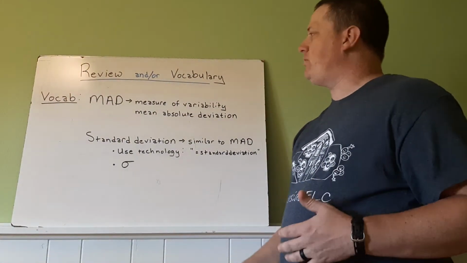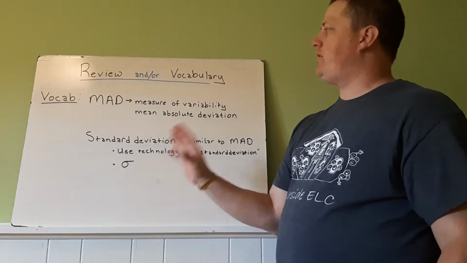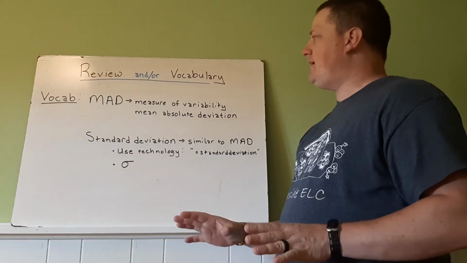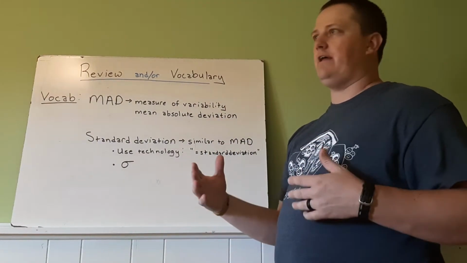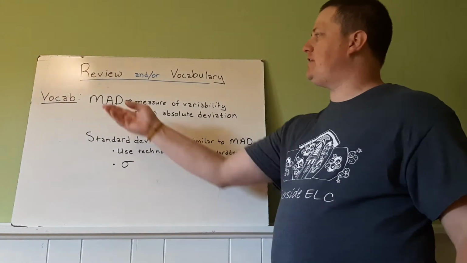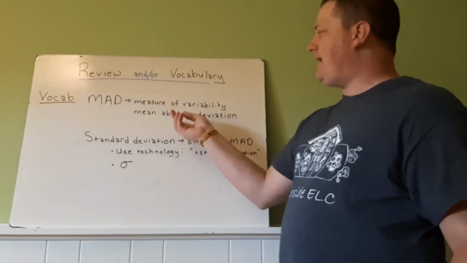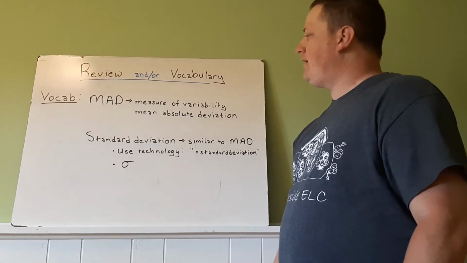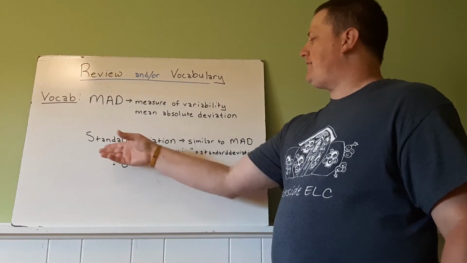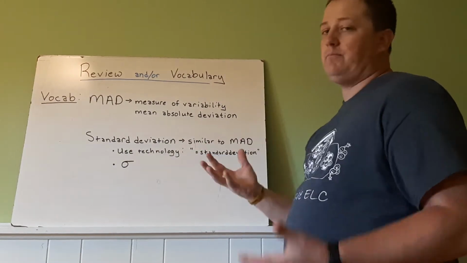So as a review, we have this vocabulary. The spread that we've looked at so far, similar to standard deviation, is known as MAD. It's a measure of variability known as mean absolute deviation. What we're going to be looking at is standard deviation, which is similar to MAD.